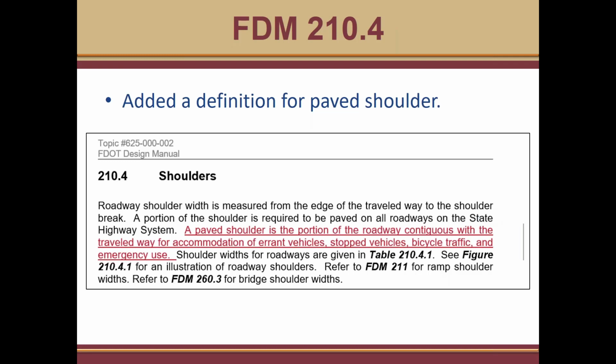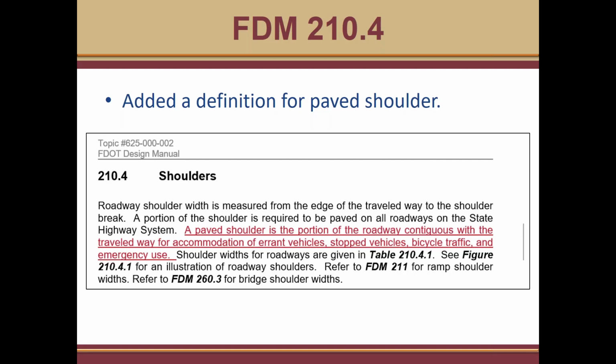FDM 210.4 is our section on shoulders, and we made a couple of small edits here. The first one is found in the text of the first paragraph, and as you can see here, we added a definition of paved shoulder. It was brought to our attention that we never actually defined a paved shoulder here in the section on shoulders, although we did elsewhere in the FDM. It was actually already defined in FDM 223, which is the bicycle facilities chapter. So we simply copied it over into FDM 210.